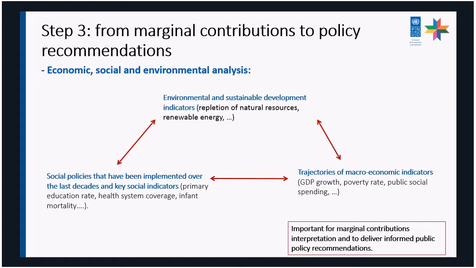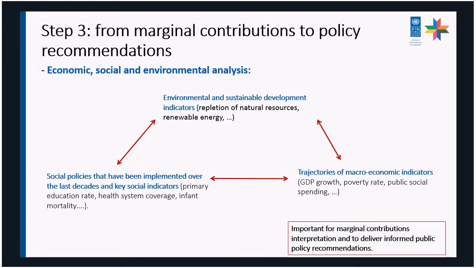And also, it is very useful to look at trajectories of macroeconomic indicators. For example, how the GDP growth, poverty rates, and public social spending have evolved, because these kinds of indicators can be very useful to understand the mobility of households in the period that we are taking into account, to understand the government spending decisions, and that can help us make the best kind of policy recommendations and the best interpretation of our marginal contributions.